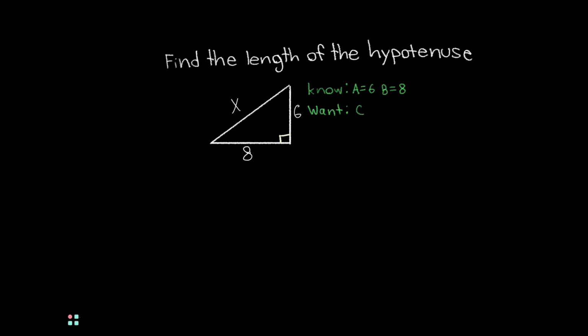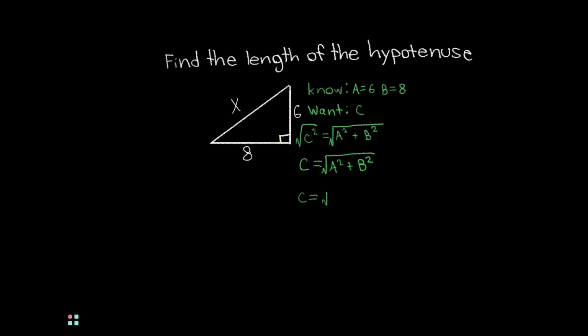Next, we will write down our equation. We will then solve for the variable that we are looking for. In this case, we are looking for C. All we have to do to find C is to simply take the square root of each side. This will give us C is equal to the square root of A squared plus B squared. Finally, we will just plug in our values and solve from there.